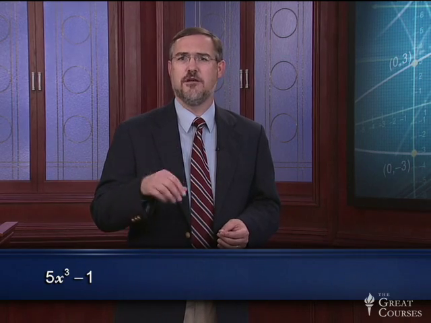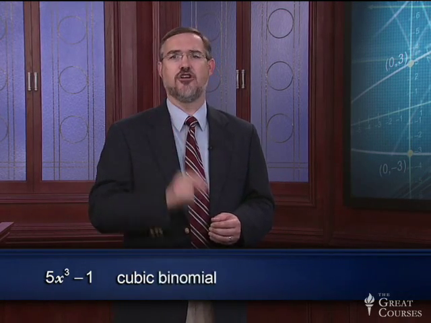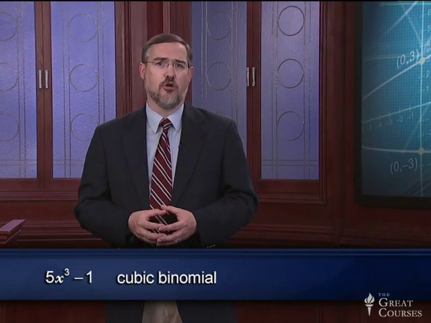So with the goal of making sure we've got that down at least a bit, let's try classifying the following polynomial. 5x cubed minus 1, and I'd like us to classify it by degree and by number of terms. Well, the polynomial has degree 3. That's pretty quick, so it's a cubic polynomial, and it also has two terms in it, so it's a binomial. So you could say that it's a cubic binomial.